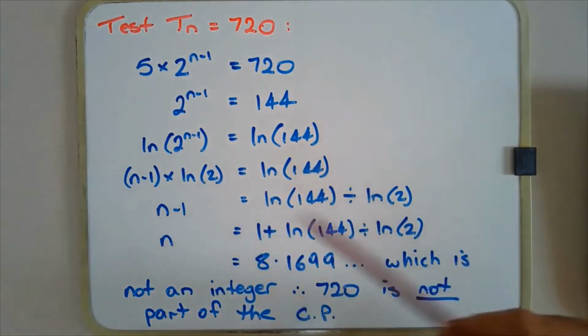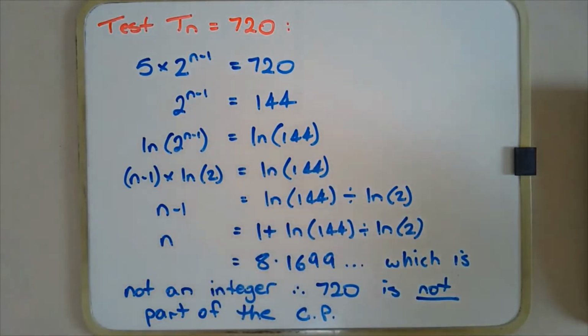However, just for completeness, let's use logarithms here to find the value of n and then show that that value of n is not an integer, nor is it a positive integer for that matter.